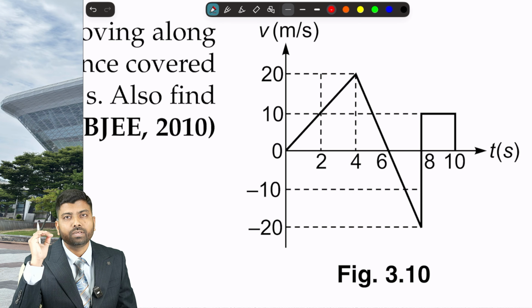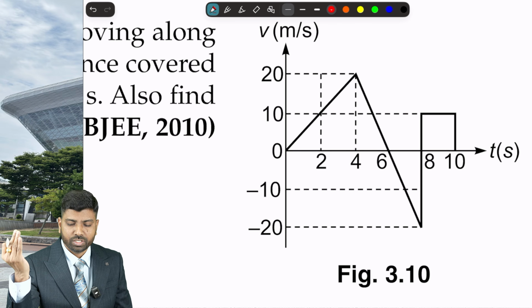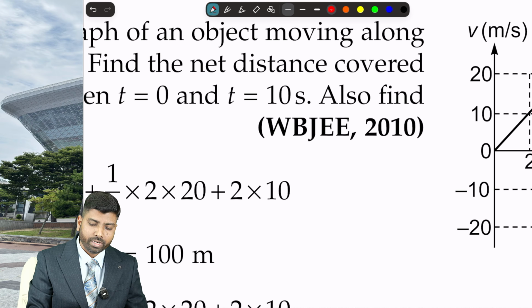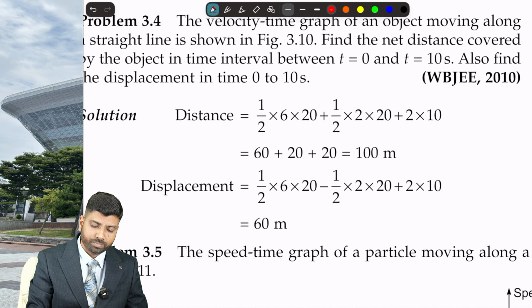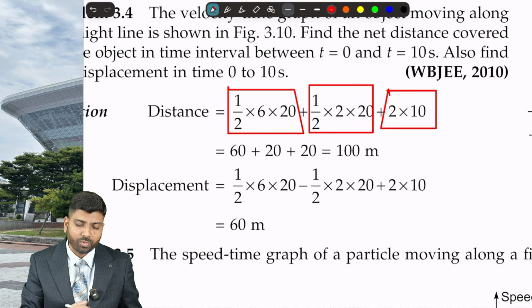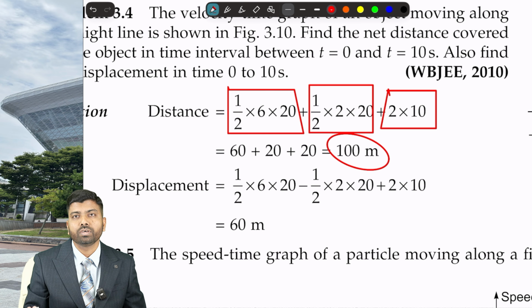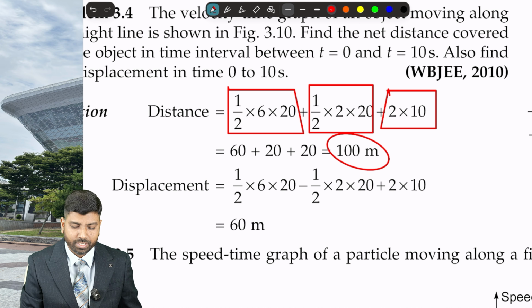And all of you know that if you are going to find out the area of a triangular shape, we know that half times base times height. And in the case of a rectangular shape, already you know that. So in this case, the first triangle area is given here. I am talking about distance. And for second triangle, the area is given here. And the next one is your rectangle. So when you add all this area, then you find 100 meter, which is the distance traveled by the object, right?